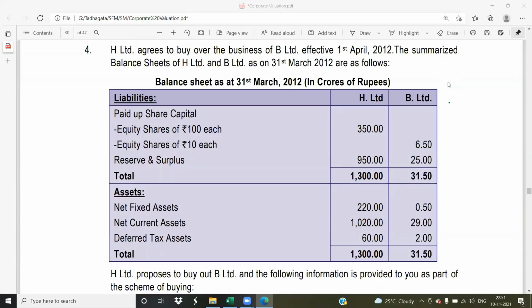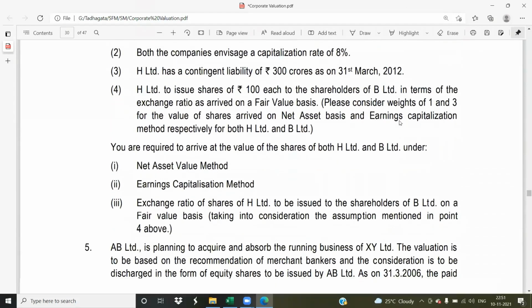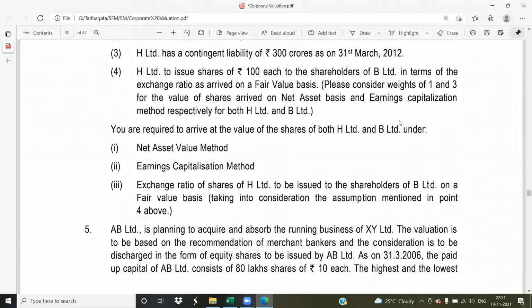Now let's read question number 4. So let's check what is being asked in the question. We need to arrive at the value of shares of both H Limited and B Limited under the net asset value method and earnings capitalization method, and we need to find the exchange ratio of shares of H to be issued to B Limited shareholders on a fair value basis. Okay.